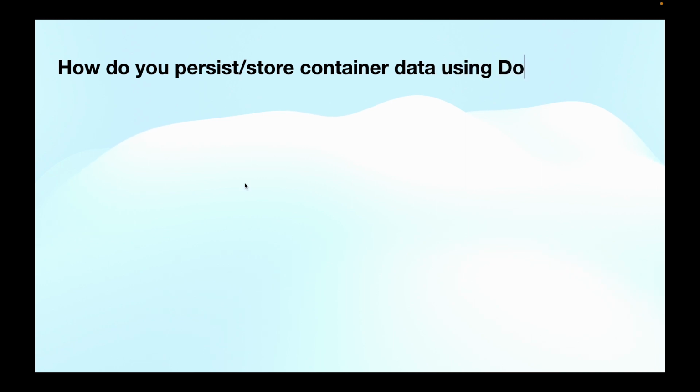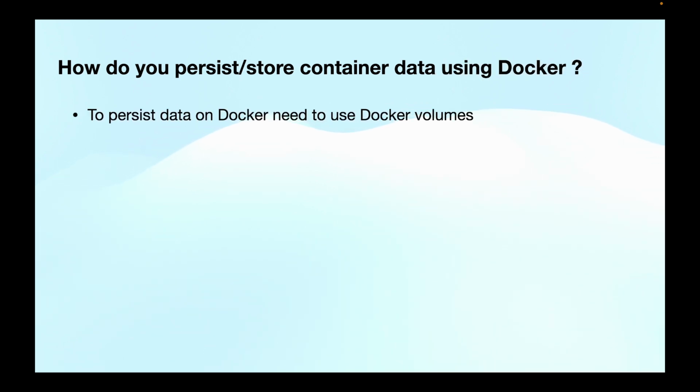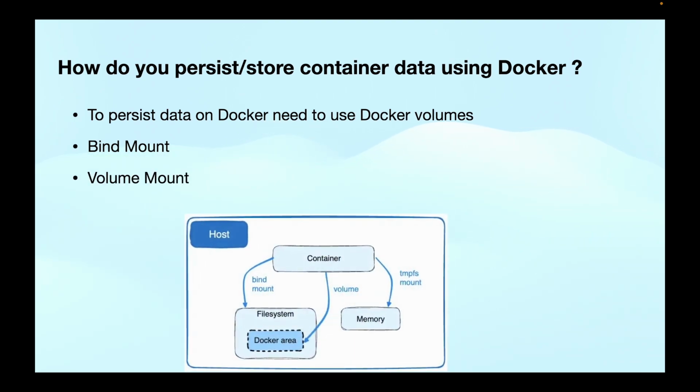How do you persist or store container data using Docker? To persist data on Docker, you need to use Docker volumes. We need to use either bind mount or volume mount. So in a Docker host, the container will point to the Docker host file system either using bind mount or volume mount.